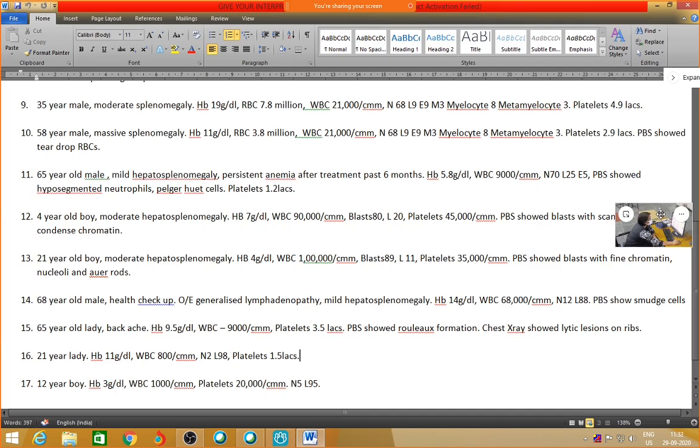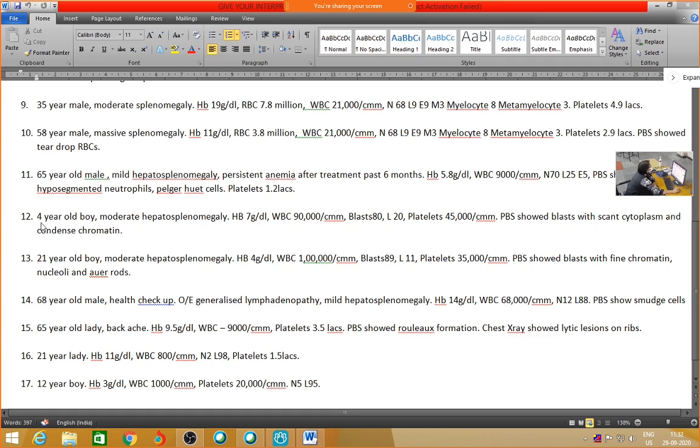Okay, number 12. Number 12 is a 4-year-old boy with moderate hepatosplenomegaly. Okay, so it's a child with organomegaly. Hemoglobin is 7 grams, so anemia is there. WBC is 90,000. That means there is leukocytosis, and this is very, very severe leukocytosis. Blasts are 80% and lymphocytes are 20%.